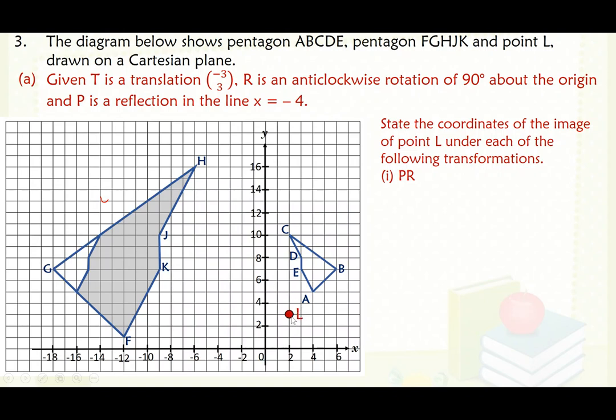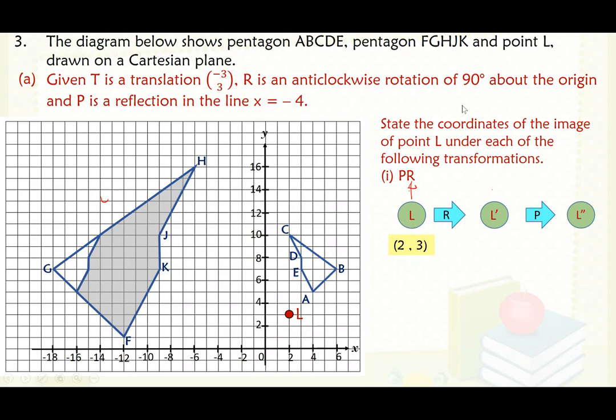Okay, I want to do L first. It will go through the transformation PR. So, as before, I will represent it in the diagram. L will go to L prime and L double prime. Start from the back first, so transformation R followed by transformation P. My L coordinate is (2, 3). It goes to L prime under R. R is an anti-clockwise rotation of 90 degrees.